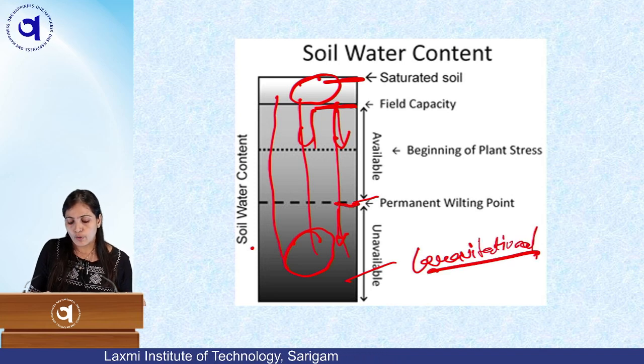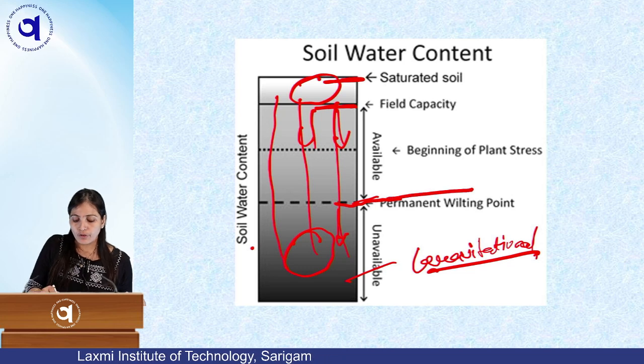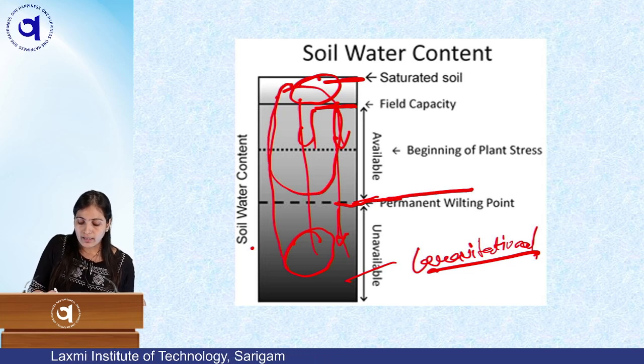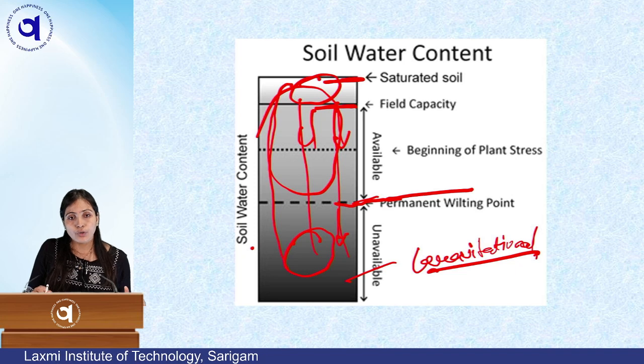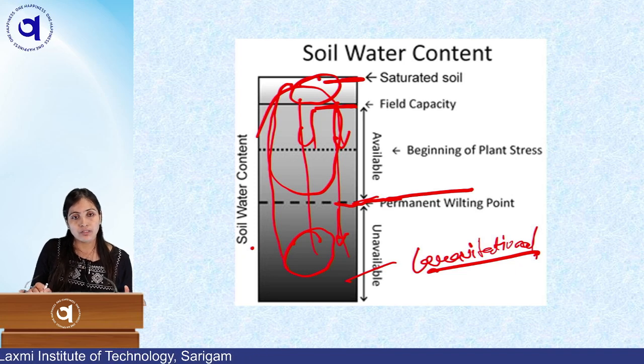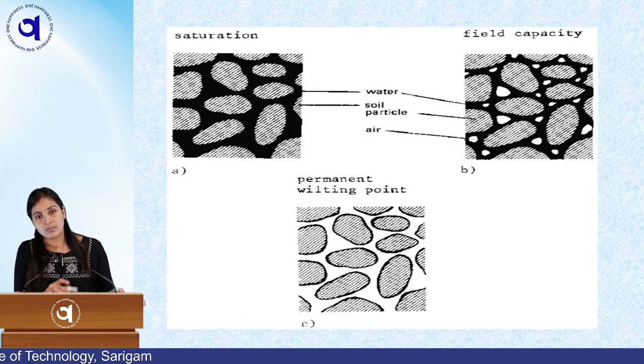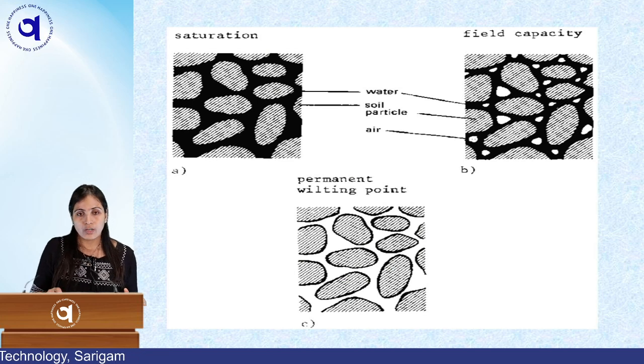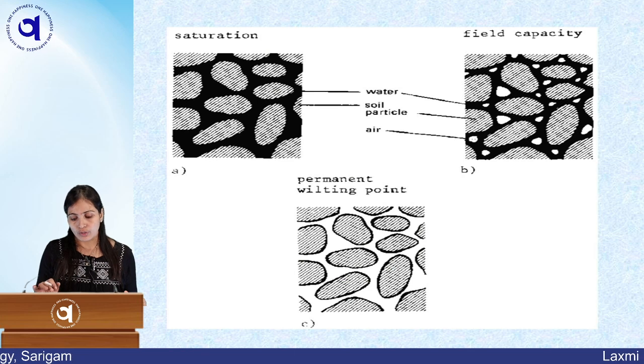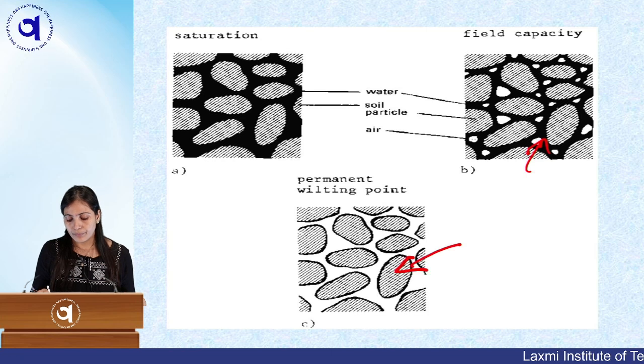This point is called the permanent wilting point. If the water is dry over this area, then the plant is going to start drying, which means it is going to die. This is the condition. Saturation means, as I told you earlier, that the entire voids are filled with water. At field capacity, air is also present, and at the permanent wilting point everything is dry, no water.